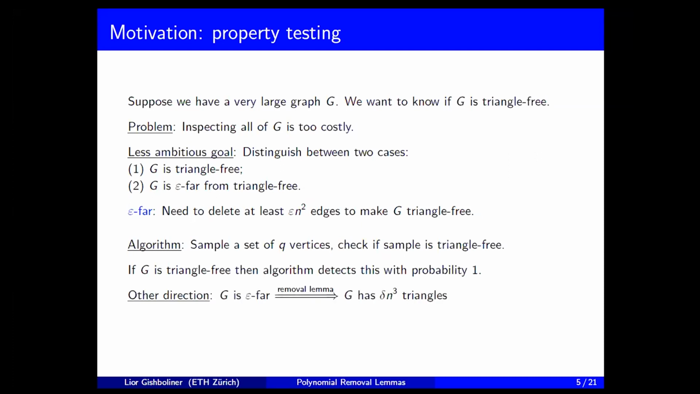But for the other direction, we need the removal lemma. If G is epsilon-far, then by the triangle removal lemma, we know that it has delta n cubed triangles. And if we sample something like 1 over delta vertices, then we will find a triangle with high probability, let's say 0.99. The reason is that if we sample 3 vertices, then they will form a triangle with probability delta. So if we repeat this 1 over delta times, then we get constant probability.